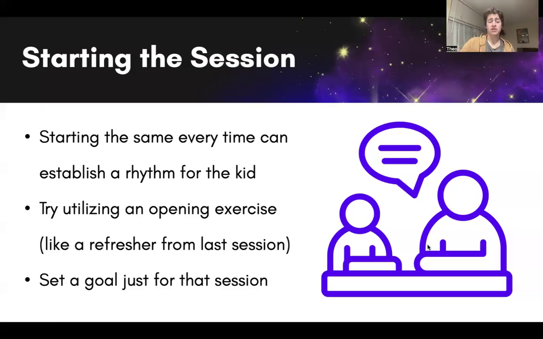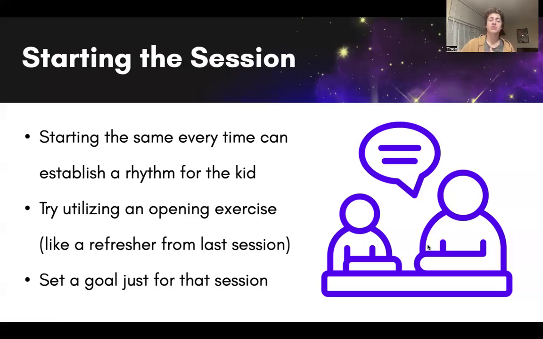I know some people have done other opening exercises, like refreshing from last session. So if you did math problems, doing the same topic that you ended with last time can help connect those two sessions, even if you might not be working on the exact same topic in the current session. Some people do breathing exercises or grounding exercises. Some people do creative exercises, so just trying to start that session in a way that brings the student into the process.